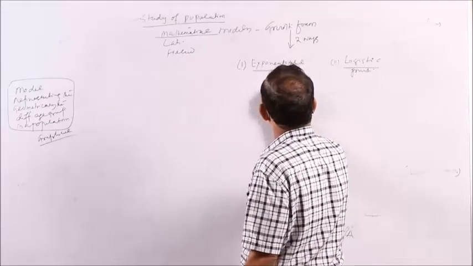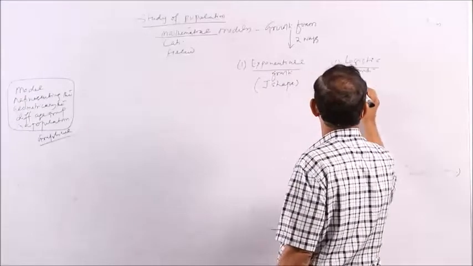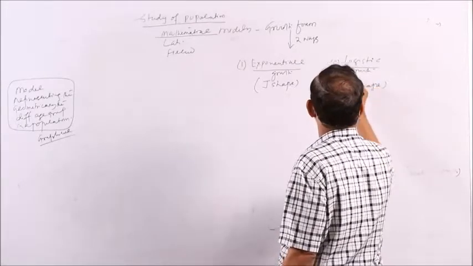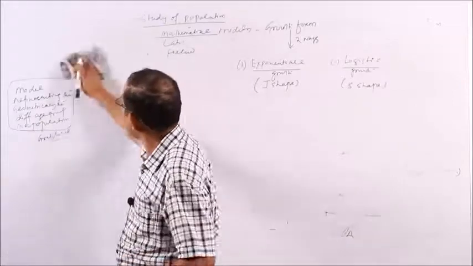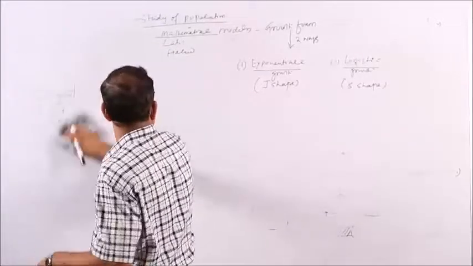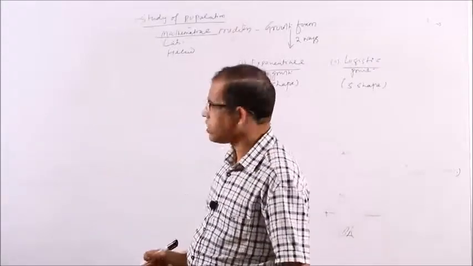So, this is your J shape, this is your S shape. Okay. I will come to this portion later. Let us see, what is actually exponential growth? Now, there are two conditions.